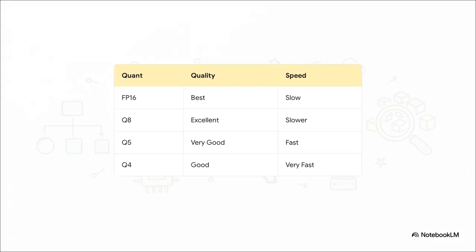So quantization isn't just one thing, it has levels. You'll see these labels like Q8, Q5, or Q4. The simple rule is the lower the number, the more it's been compressed. It's smaller, it's faster.